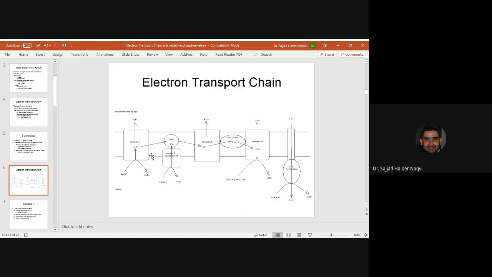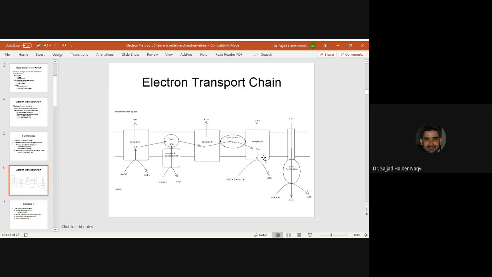And as a result of this continuous oxidation-reduction process, what's going on? Protons are being pumped out, and they are being pumped out against the concentration gradient. That means from higher concentration to lower concentration is a normal process, but against the concentration gradient means from lower concentration to higher concentration. So once it has transferred its electrons to complex 2, it becomes available again for binding of another NADH, and so on and so forth.